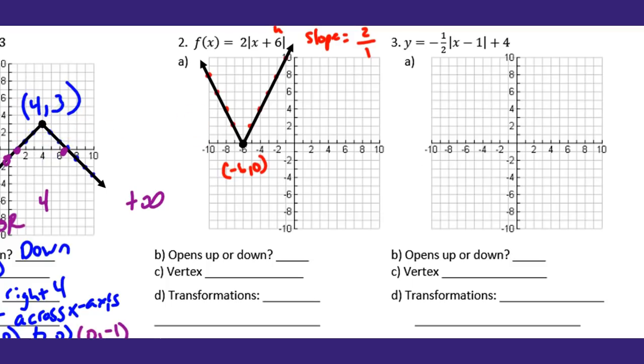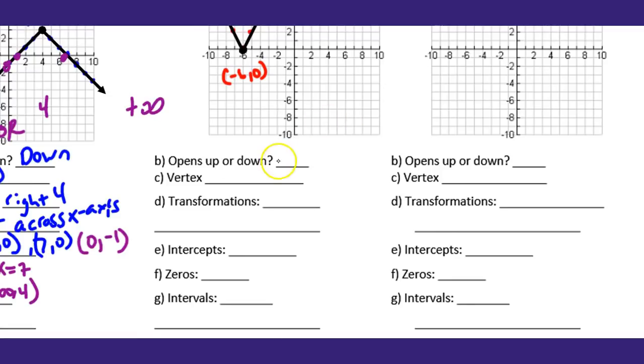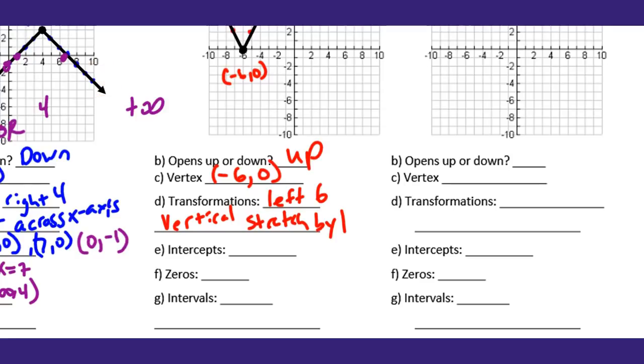All right, so let's answer some questions. This opens up. Oh man, I'm tripping. All right, guys, there we go. And then we have the vertex of -6, 0. The transformations will be left 6 and a vertical stretch by 2.